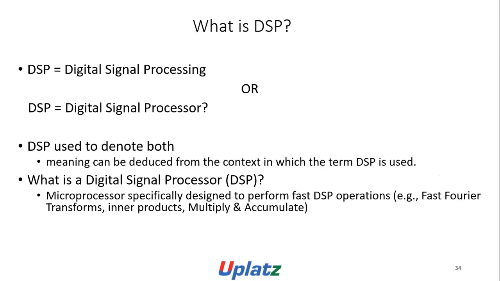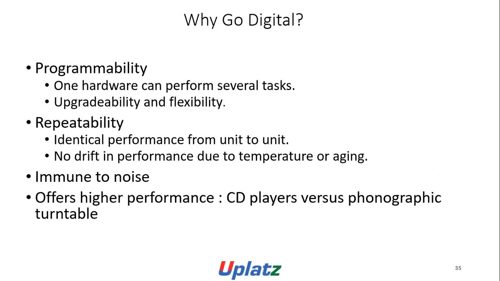What is DSP? Digital signal processing or digital signal processor? DSP is used to denote both; the meaning can be deduced from the context in which the term DSP is used. What is a digital signal processor? A microprocessor specially designed to perform DSP operations. Examples: Fourier transform, inner products, multiply and accumulate.